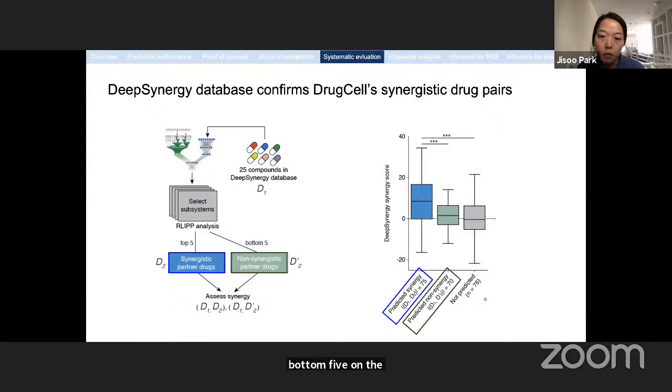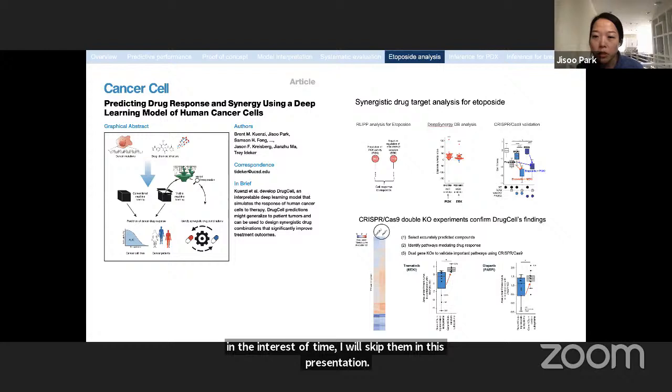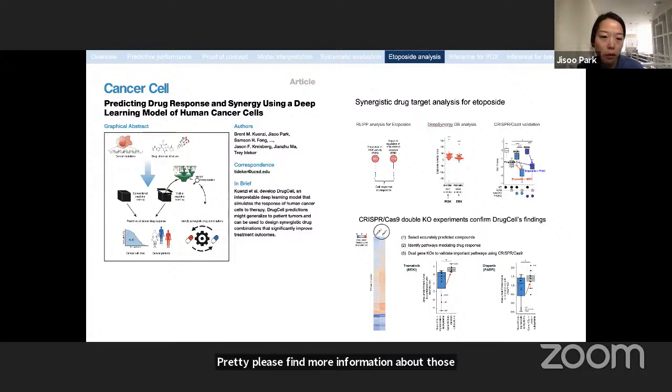And as we expected, we observed that the distribution of the synergy scores of the drug combinations compiled using the top 5 Olive pathways is shifted up compared to the bottom 5, and all the tested combinations exist in the DeepSynergy database, with statistical significance. There are a few more experimental validations of DrugCell's findings conducted using cell lines, but in the interest of time, I will skip them in this presentation. Please find more information about those validation studies in our paper.